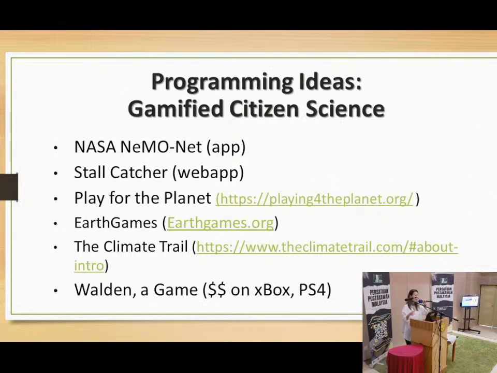Stall Catchers is a web app, and that is the one that gets everyone involved. It's actually tied into Alzheimer's research. The hypothesis is that the progression of Alzheimer's has to do with the stalling of the blood vessels in the brain. So you're going to look at a whole bunch of images of blood vessels of a mouse's brain, and then circle all the blood vessel stalls.